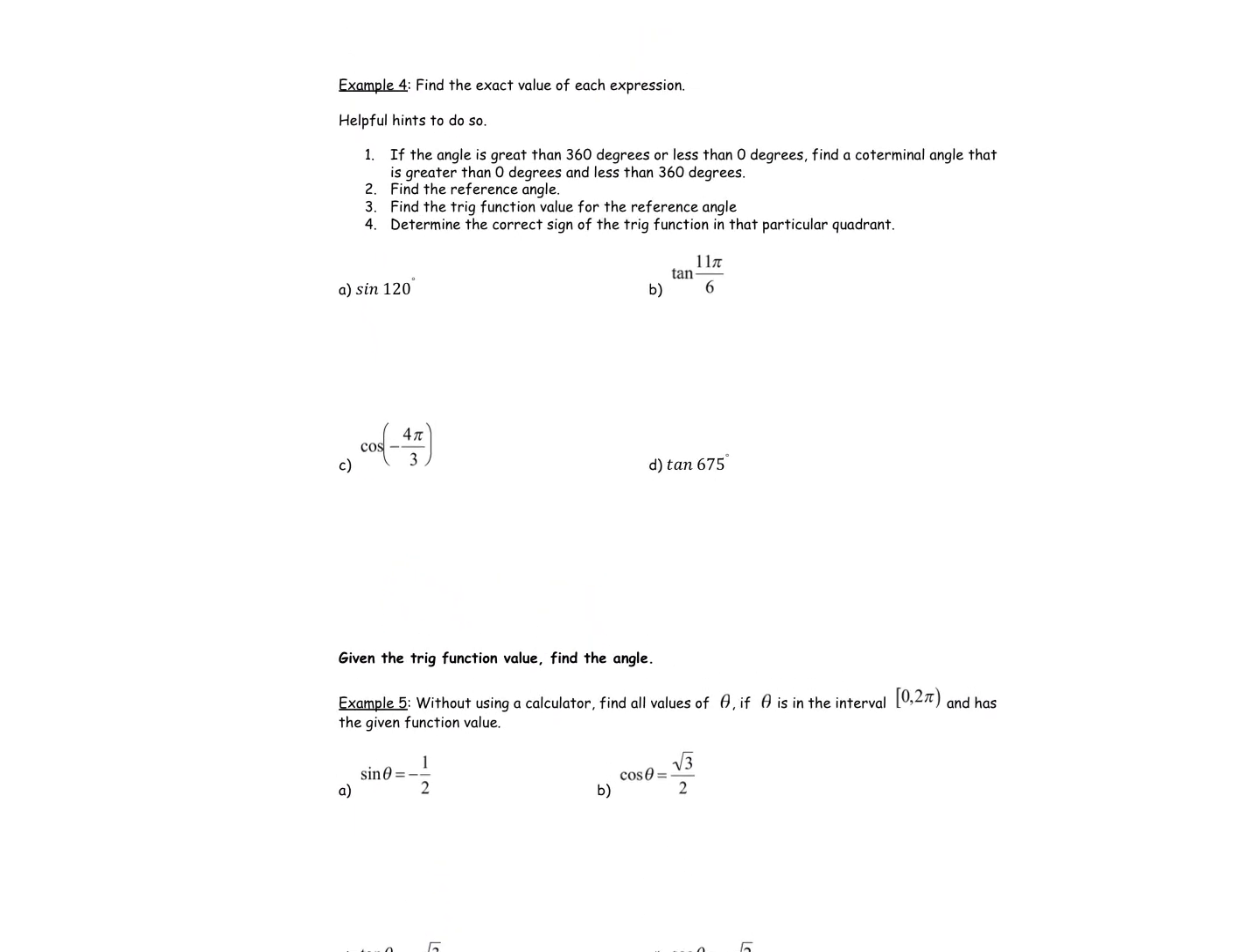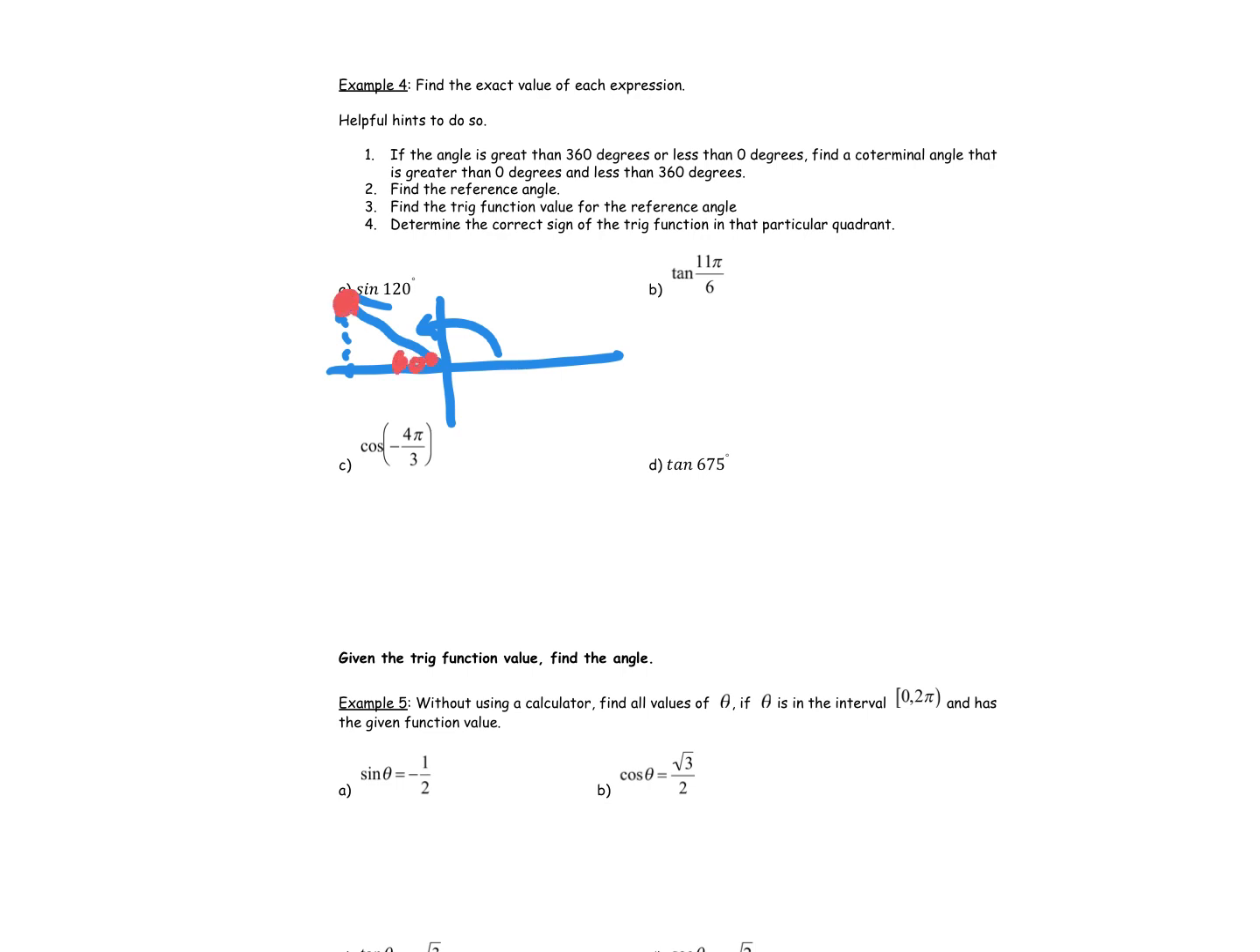So find the exact value of each expression. I want to find what the sine of 120 is. Remember, sine is y over r. If we're talking about it in terms of a right triangle, it's opposite over hypotenuse. So let's draw where 120 is. 120 is terminating in quadrant 2. The reference angle is 60 degrees.